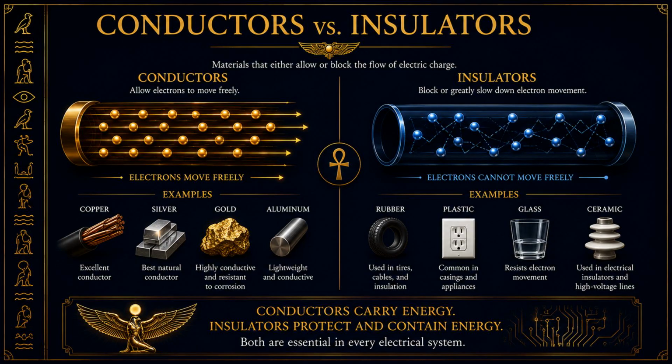Materials differ in their ability to conduct electricity. Metals, such as copper and silver, allow electrons to move freely, while rubber, glass, and ceramics resist electron flow. Engineers carefully combine conductors and insulators to move energy safely and efficiently.